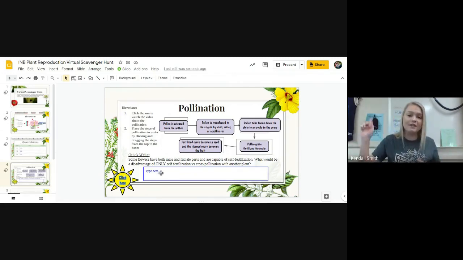Now you're going to do the quick write on your own. The quick write says some flowers have both male and female parts and are capable of self-fertilization. What would be a disadvantage of only self-fertilization versus cross-pollination with another plant? Think back to what we were talking about with perfect and imperfect flowers. Just because it has both male and female parts doesn't mean it's going to always reproduce on its own. That's what pollinators help do, they bring a little pollen from this plant over here and sprinkle it over there on those stigmas. So what would be a disadvantage of only getting pollen from its own flower?